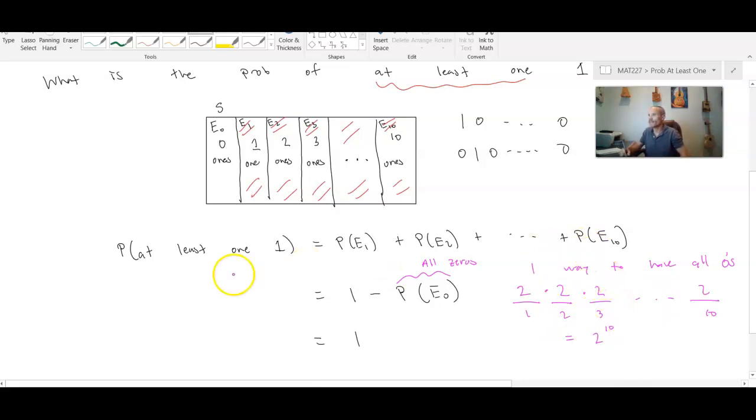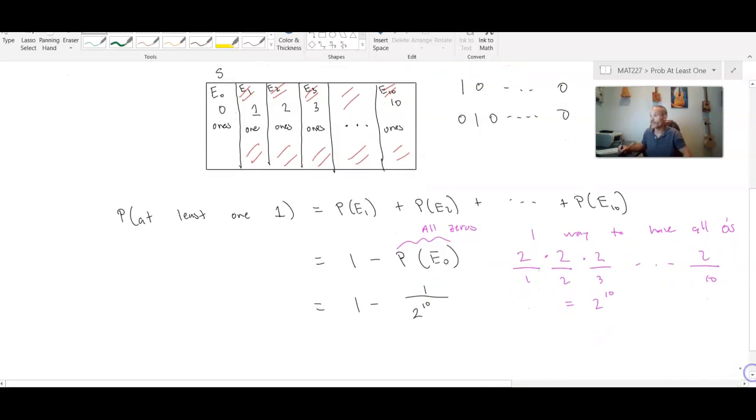So the probability of getting at least 1 is 1 minus the one way in which we could get no ones at all, divided by the total number of possible bit strings we can create. You can imagine this can be pretty close to 100%, because if you were to toss a coin 10 times, the likelihood that you would get all 10 tails is very unlikely. So this probability comes out to 1 minus something really small.